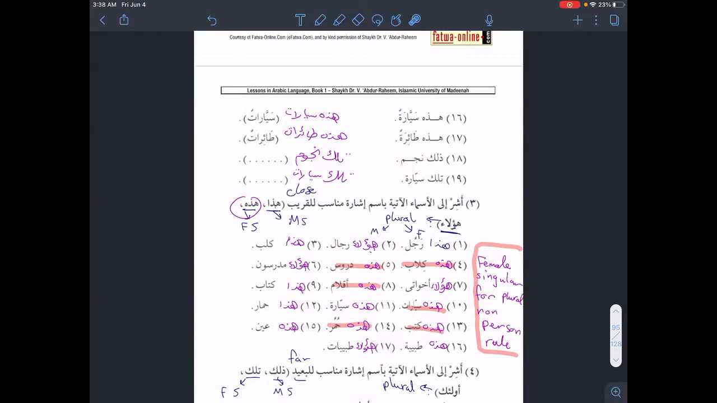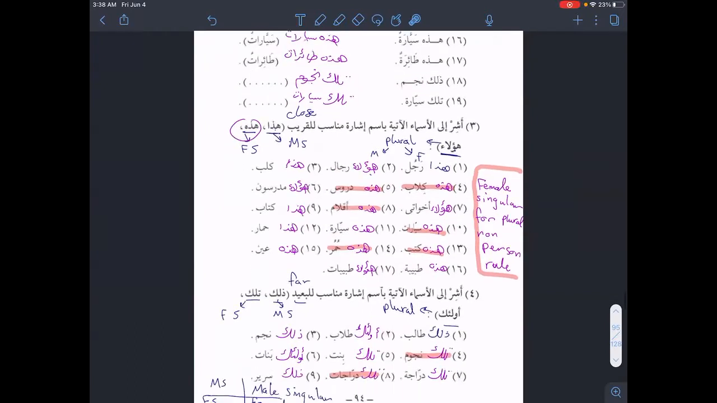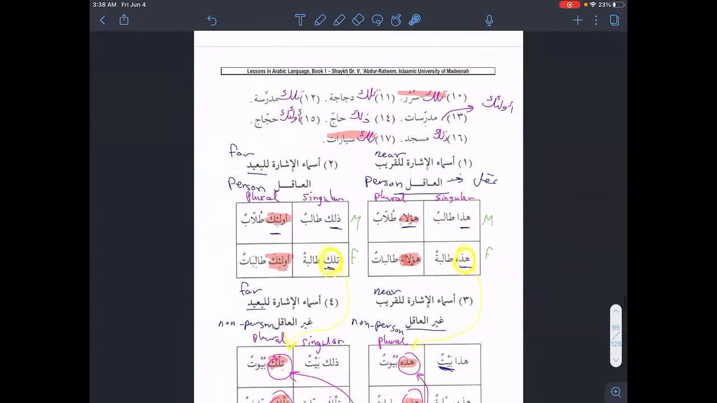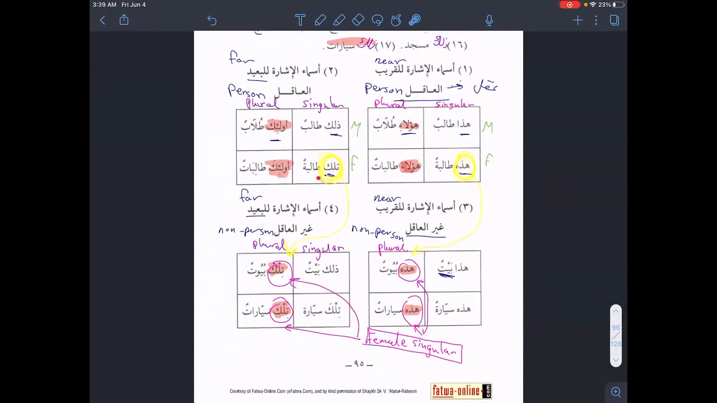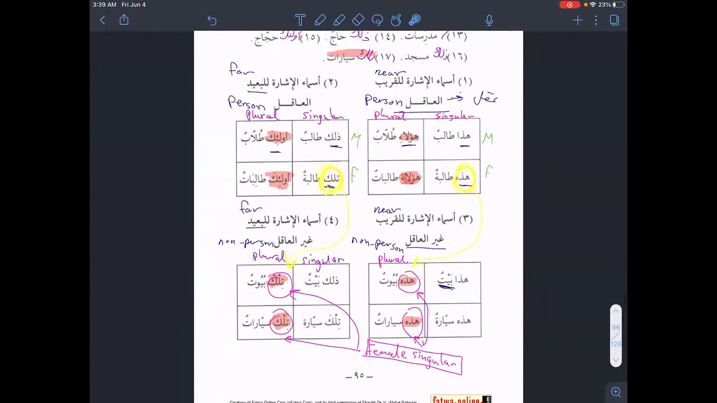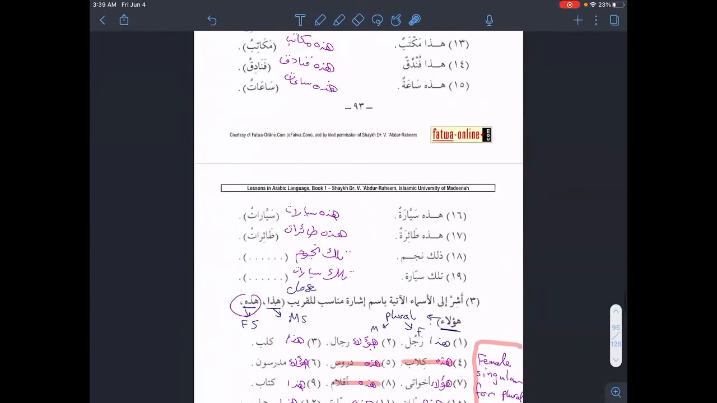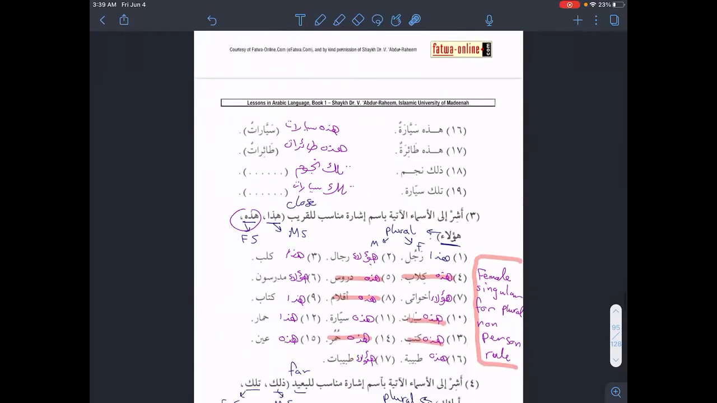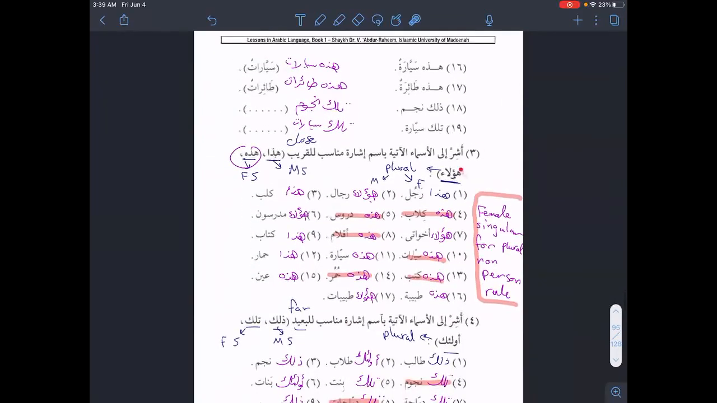But why here we didn't say أولئك? If we go back to this here, we know that for plural we should use أولئك, right? But since نجوم is a non-person, we should use the female singular form تلك. So it will become تلك نجوم. And it's the same thing for the car. تلك السيارات.